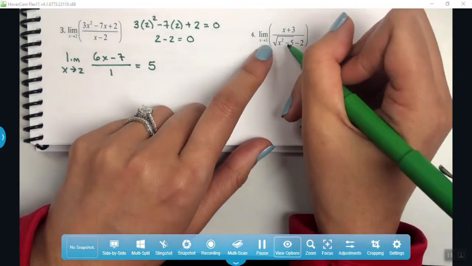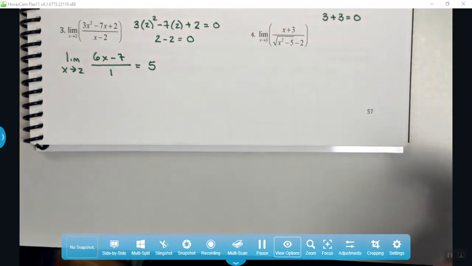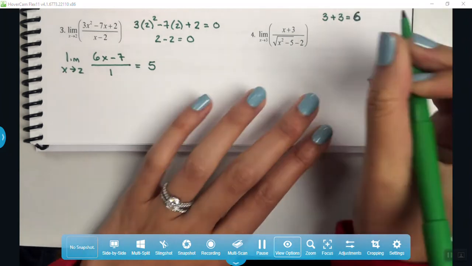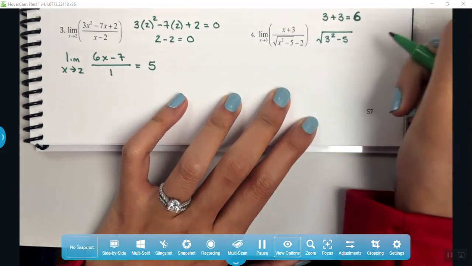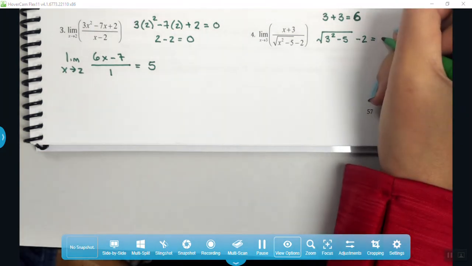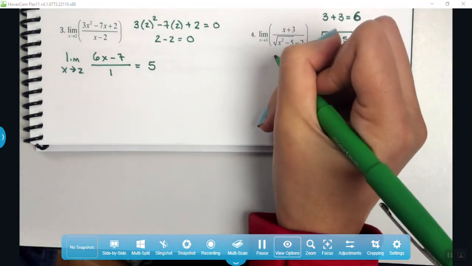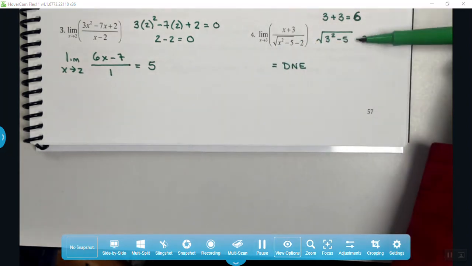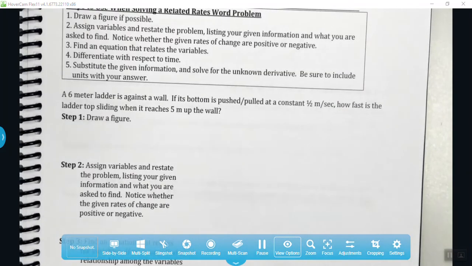Okay, let's see if I can do L'Hopital's for 4. So we do 3 plus 3. Remember, you have to show this. Oh, no, 3 plus 3 is not 0. 6. And then we do square root of 3 squared minus 5 minus 2. That is 0, right? Yes? Okay, so 6 over 0. Do I do L'Hopital's? No, I just say that this limit does not exist. You have to show these two things if you're going to use L'Hopital's. So make sure you show them.